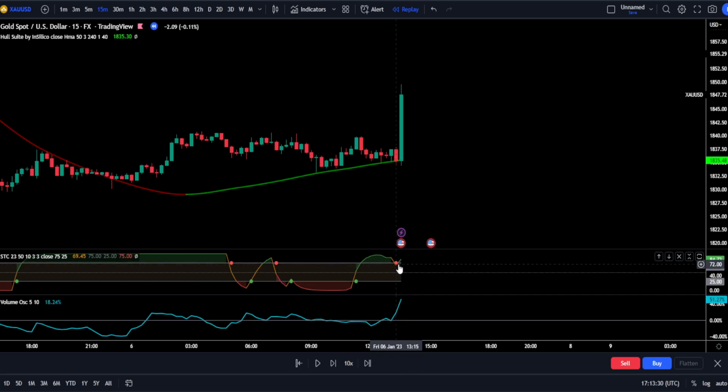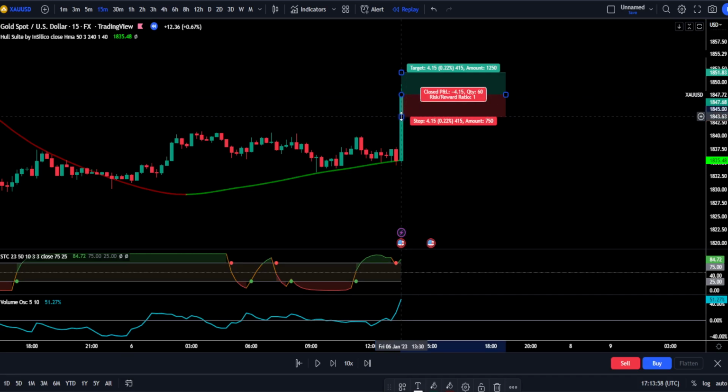And the last thing we're going to be looking at is our volume oscillator. For a long signal to be valid, we need to have our volume greater than our 0% line. So we see that we do have all of our conditions met, and this is going to be our trigger candlestick for entering our position. So we'll go ahead and place a buy order on the close of our trigger candlestick.